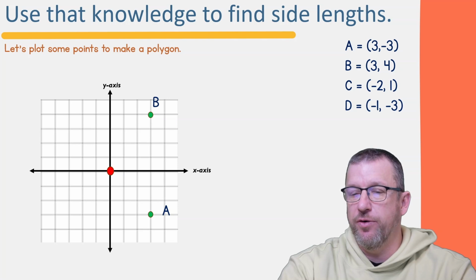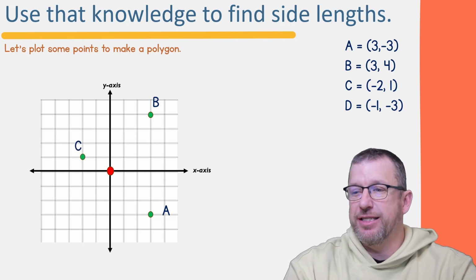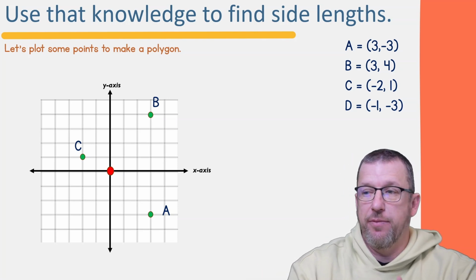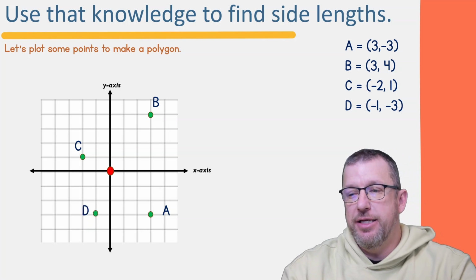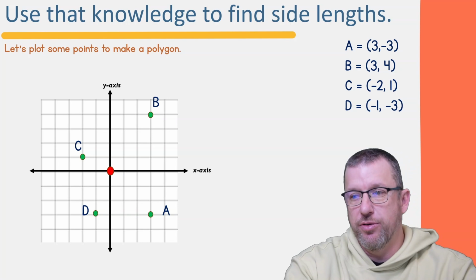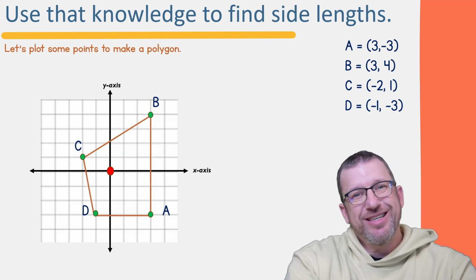This B was 3, 4. So we went 3 over, 4 up. The C is -2, 1. So we ran -2, which means we ran backwards, and then we went up 1. And the D here is -1, 3. Go backwards 1, and then go down 3, because they're both negatives. When you plot these points and connect them, you make a little polygon.